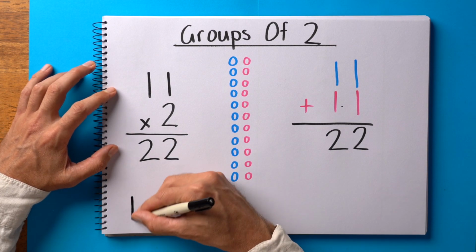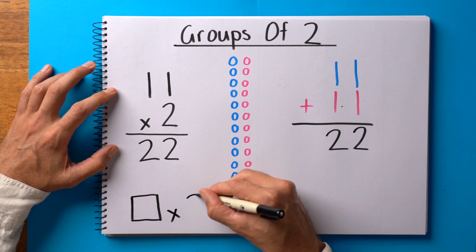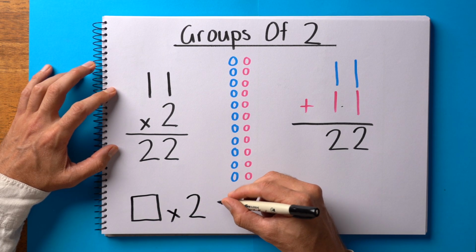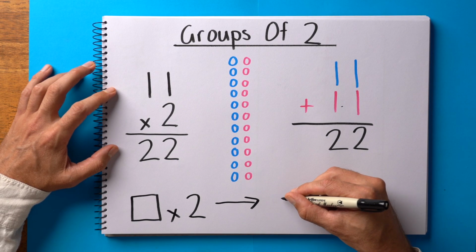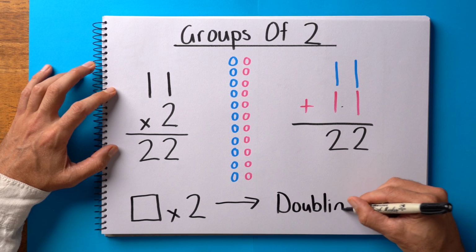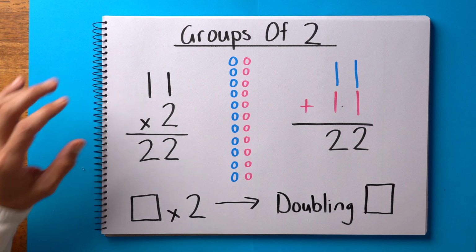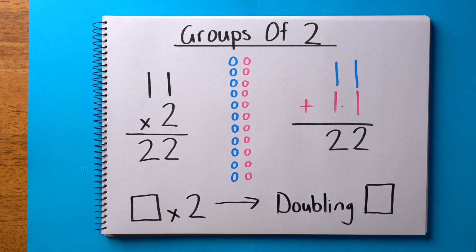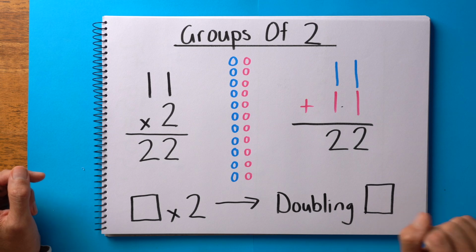Once again, any number times by 2, we can find the answer to by doubling our original number. When we multiply by 2, we're making 2 groups of that number, so we can just double it. And that's how we can multiply any number by 2.